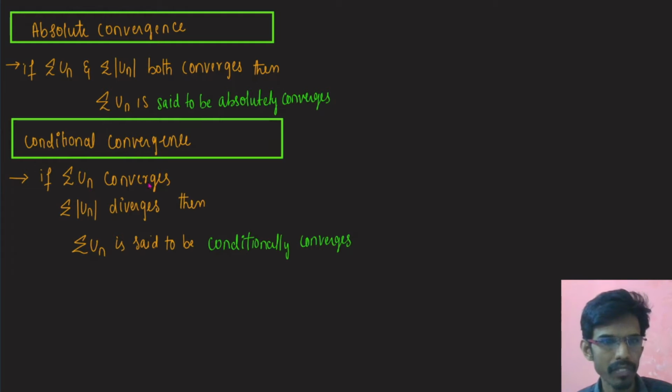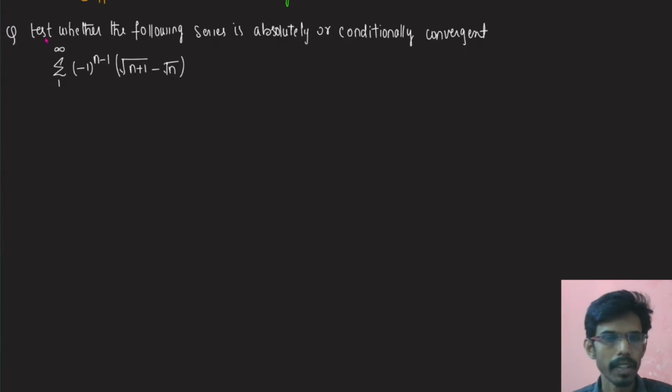If sigma un converges and sigma mod un diverges, then we say the given series sigma un is conditionally convergent, meaning convergence and divergence both are there. We will see a question based on this concept. Test whether the following series is absolutely or conditionally convergent. Sigma 1 to infinity, (-1) to the power n minus 1, root n plus 1 minus root n.